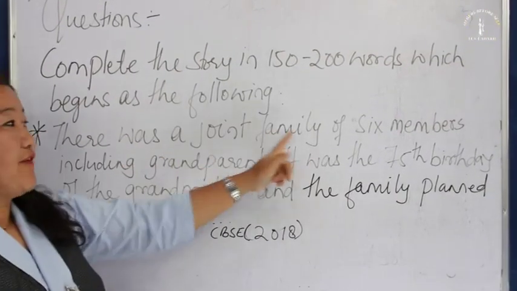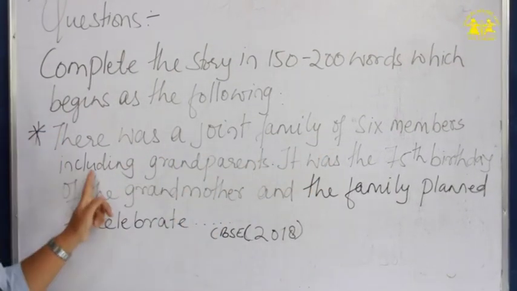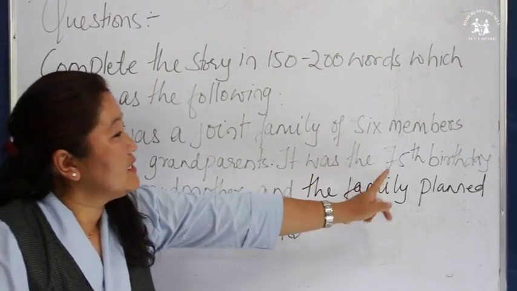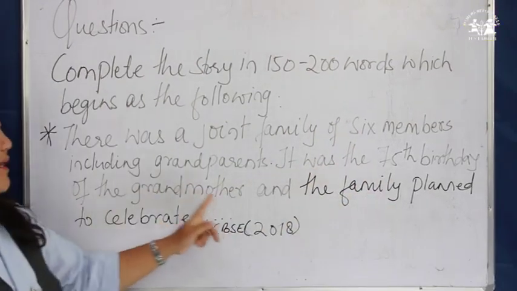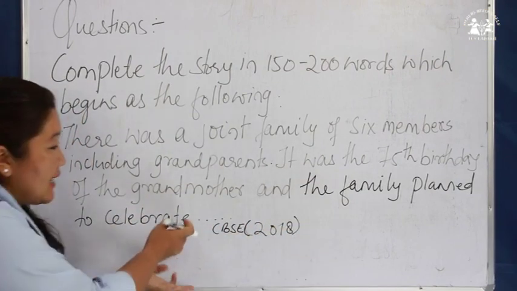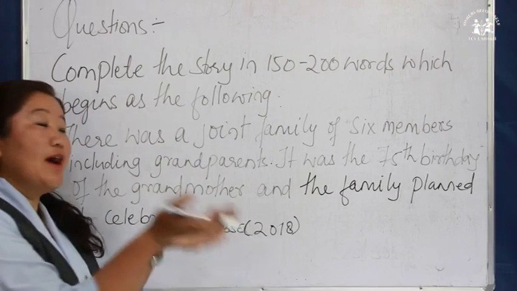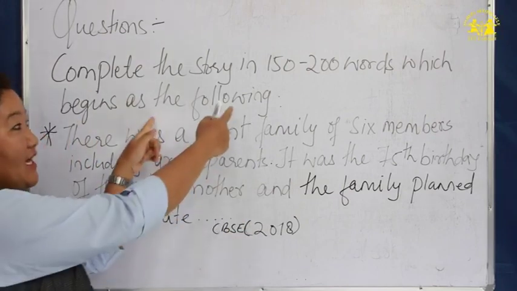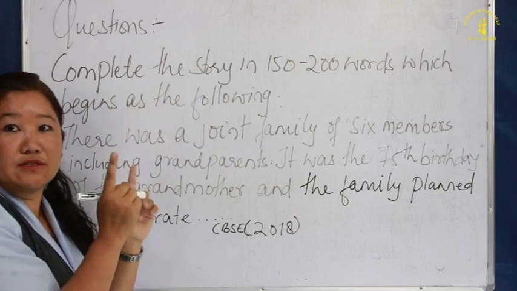There was a joint family of 6 members, including grandparents. It was the 75th birthday of the grandmother, and the family planned to celebrate. Now it has stopped over here. You do not have to start it all over. First, you need to give a title to your story. Don't forget about this, all right?